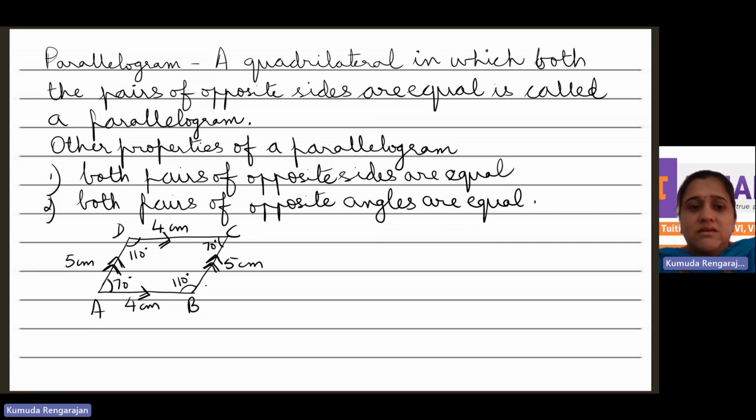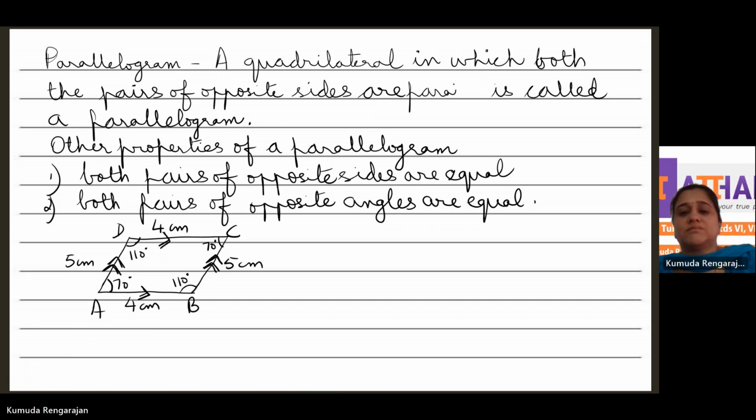are parallel. Oh, I've written equal. Sorry, I'm sorry, just make the correction. A quadrilateral in which both the pairs of opposite sides are parallel. Correct only that word. A quadrilateral with both pairs of opposite sides parallel is called a parallelogram.